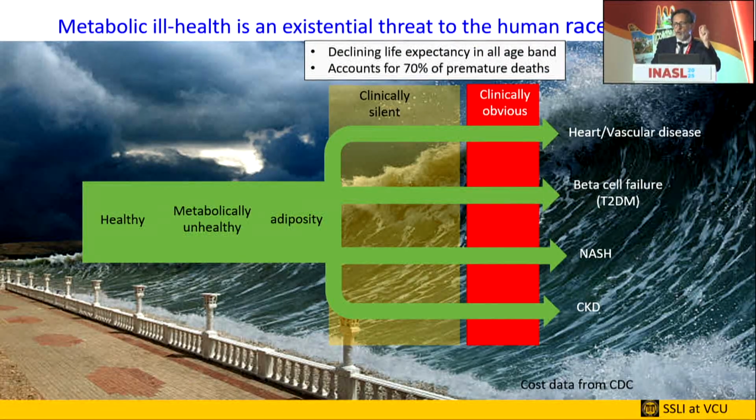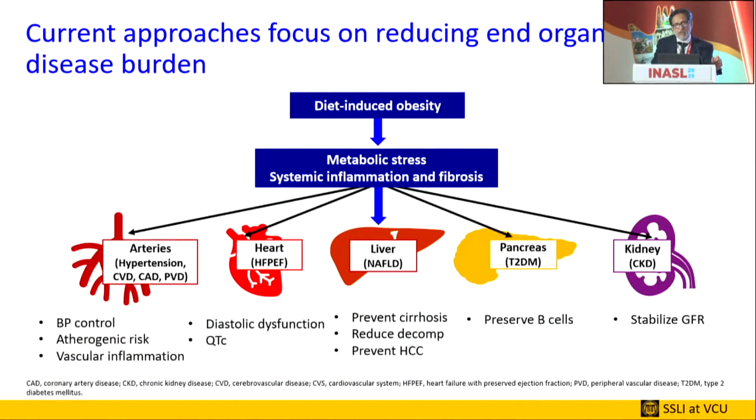Now, we've been focused on developing guidelines for one organ at a time. You have cardiovascular guidelines, you have the liver guidelines, you have diabetes guidelines, kidney guidelines. And while we are making all these guidelines, life expectancy is declining in all age bands. And this cluster of disorders account for 70% of premature deaths worldwide. That's about 40 million deaths annually worldwide. So our report card doesn't look very good.